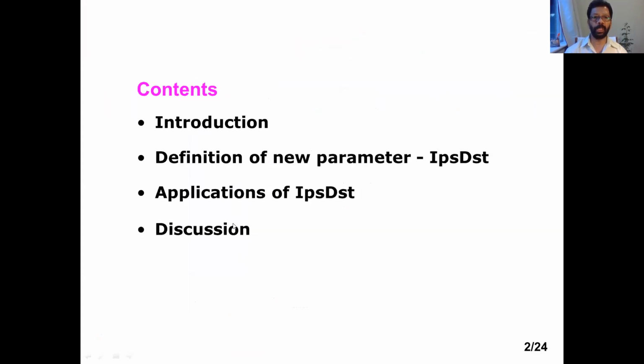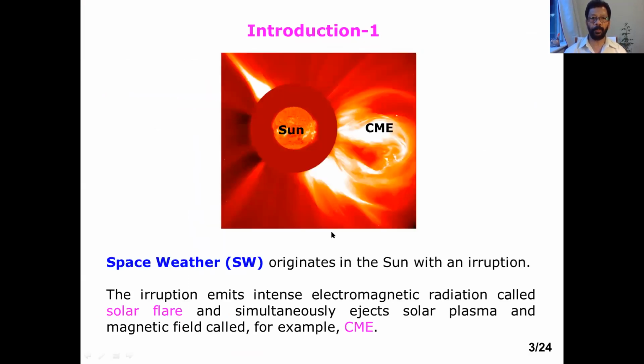This lists the content of our presentation. We begin with a brief introduction. Then we define the new parameter called IPS-DST. Then we show some of the applications of the new parameter and finally discuss how the new parameter becomes better than the conventional parameters for space weather applications.